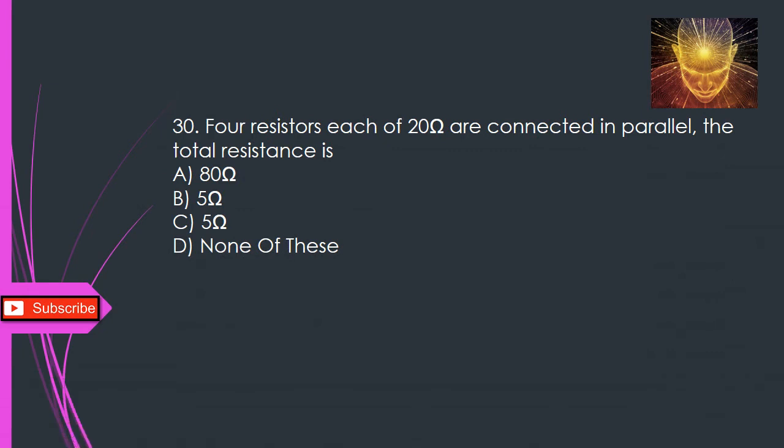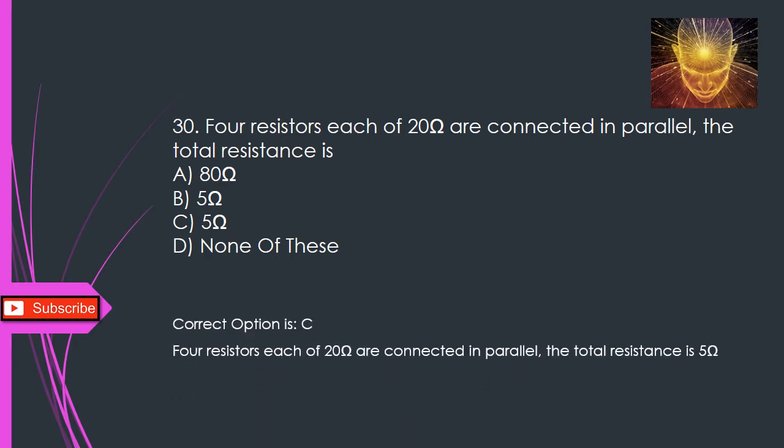4 resistors, each of 20 ohms, are connected in parallel. The total resistance is A. 80. B. 5. C. 5. D. None of these. Correct option is C. The total resistance is 5 ohms.